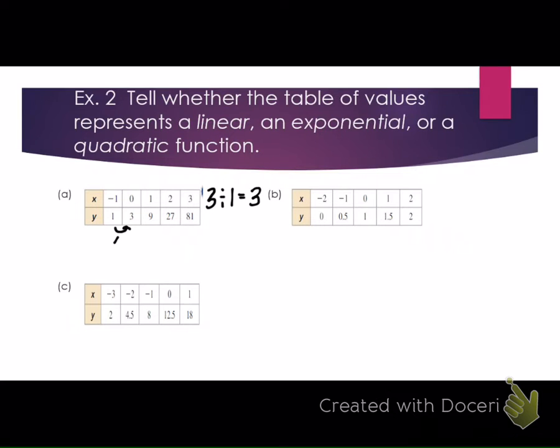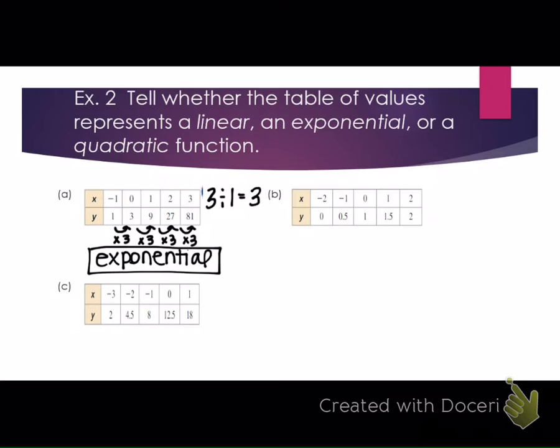So 1 times 3 is 3. 3 times 3 is 9. 9 times 3 is 27. And 27 times 3 is 81. So there is a common ratio that works all the way across this chart. So this is an exponential function. So I never even have to graph this. I can tell just from the fact that there is a common ratio that this is an exponential function.